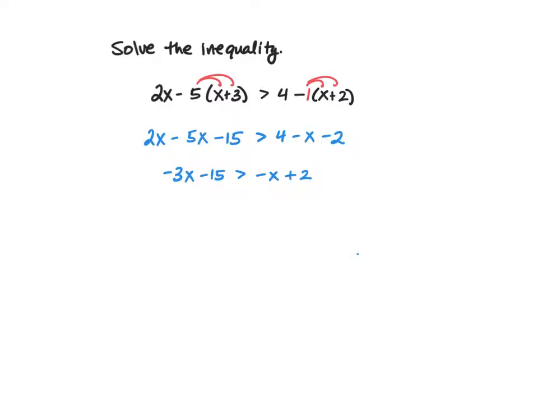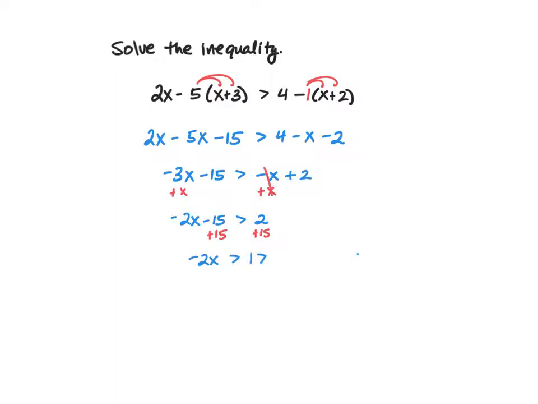So now I want to gather the variable terms together on one side. With an inequality, I'm always going to send my variable terms to the left-hand side and my constant terms to the right-hand side. So to gather all of the variables on the left, I'm going to add x, 1x to both sides. So I now have negative 2x minus 15 is greater than 2. And then moving my constants, adding 15 to both sides, I have that negative 2x is greater than 17.